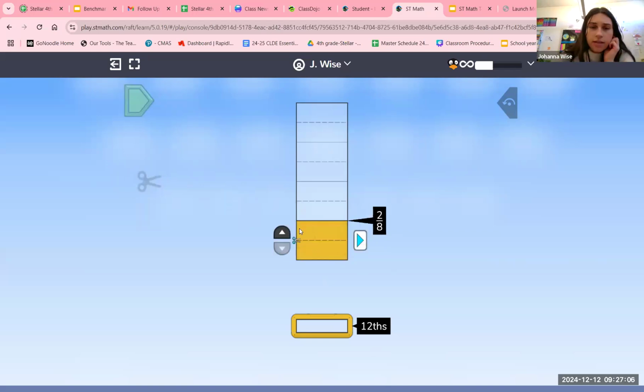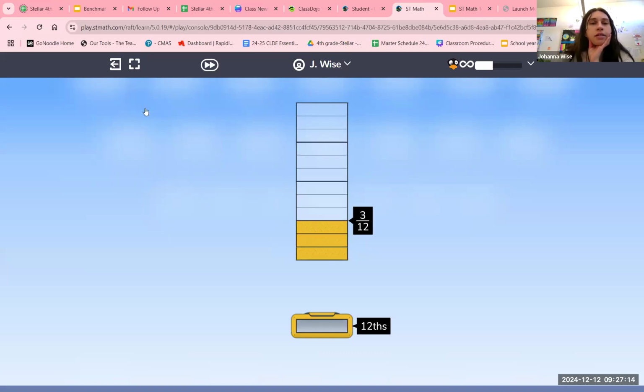Oh, notice I have 2/8. That's not what I want. I want 12ths. So I just press this up button until I get to 3/12. I press that next button, and there we go. I will do one more.